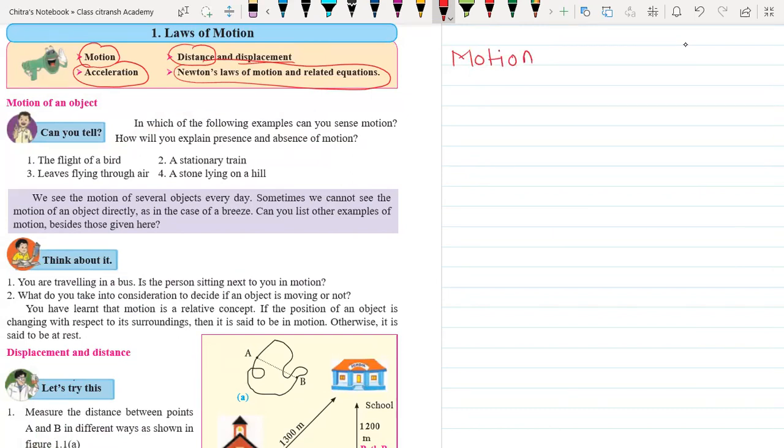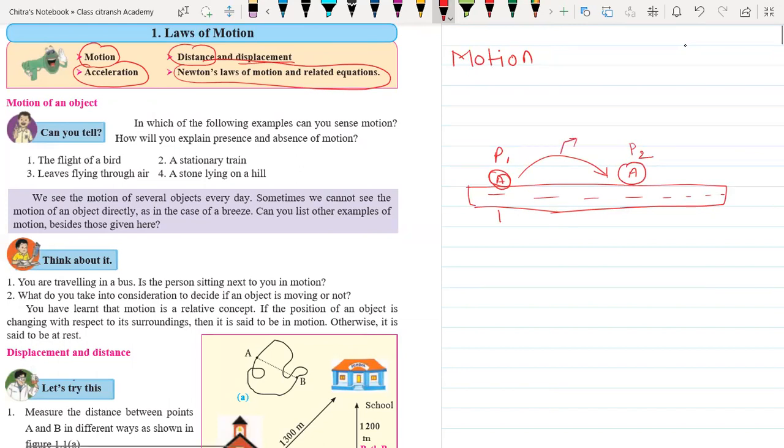For that we have to understand one activity. Suppose here we have the road, a highway, and here we have an object. This is P1. P1 means the first position of that object A. After some time, that object changes its position from here to here. So this is position 2. So here, the position of the object is changing, right? So I'm writing here, change in position.